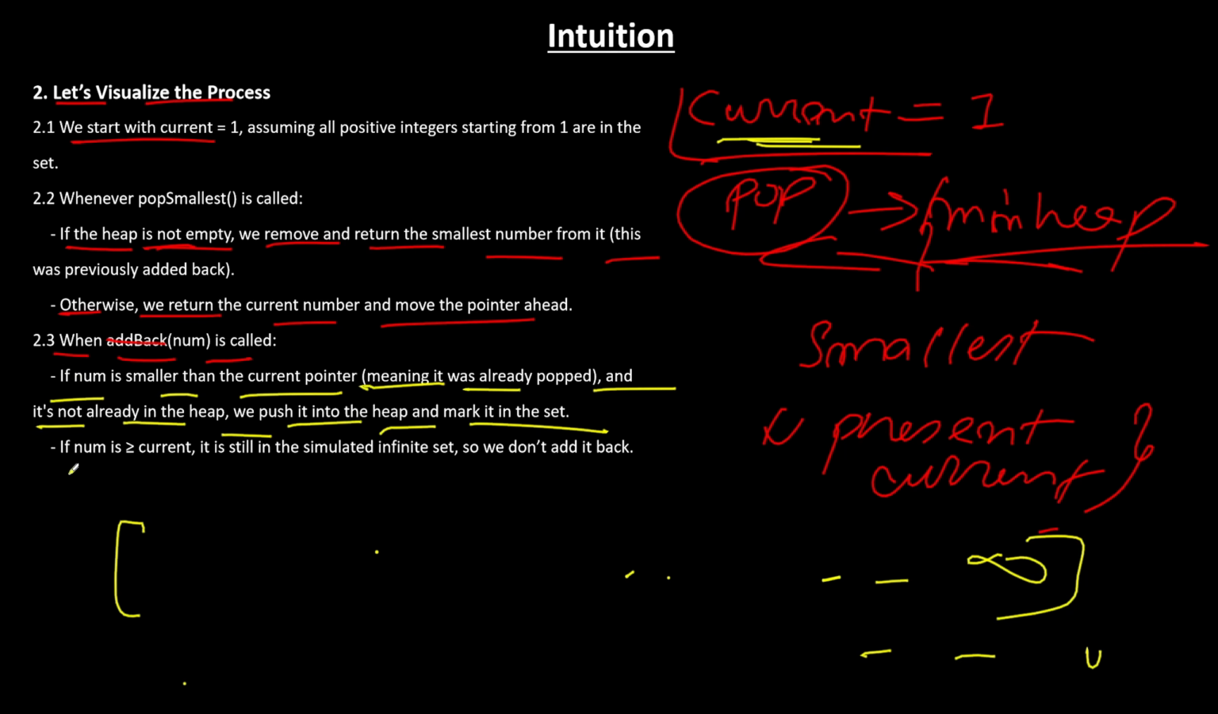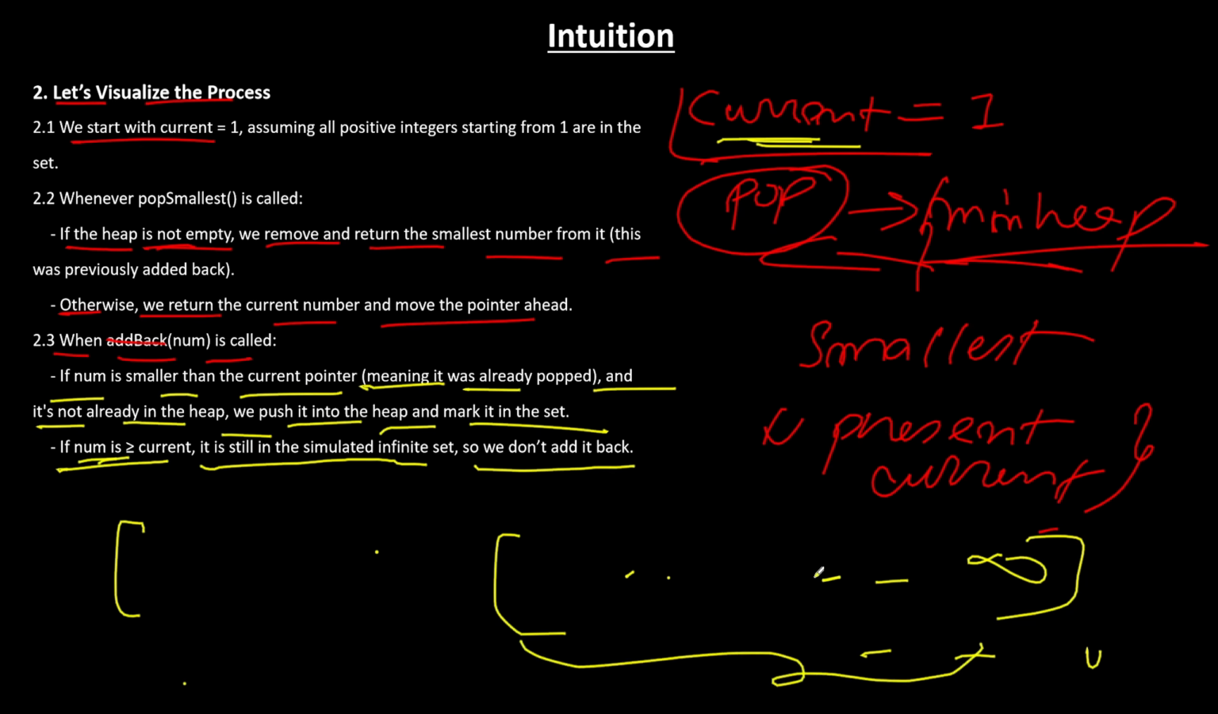Now here the condition is written: if the num is greater than current, it is still in the simulated infinite set, so we don't add it back. This also means that, as I already explained, that area has not yet been discovered. Just claim it in that way. So this is the way we can create our data structure for popping and adding values in our infinite set.